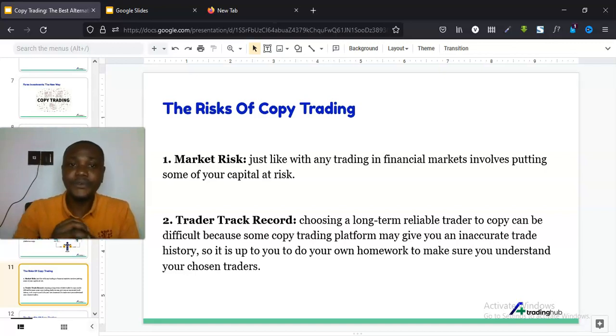The second risk of copy trading is the trader's track record. Choosing a long-term reliable trader to copy can be difficult because some copy trading platforms may give you an inaccurate trade history. So it is always up to you as an investor to do your homework to make sure you understand your chosen traders.